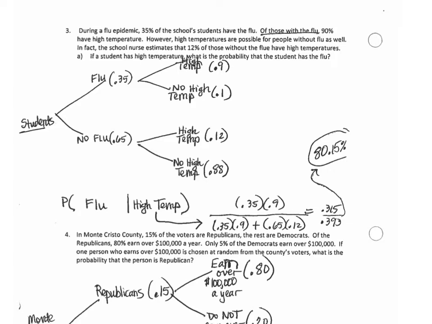So this one was, given that you have high temperature, so that is high temperature with the flu, high temperature with no flu. Those are the 2 pieces that go down here on the bottom. And then the part that is on top is the flu part. So that's the 0.35 times 0.9. So if you have high temperature, there's an 80% chance that you have the flu.